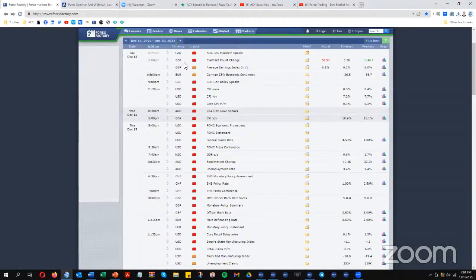So we already have had this evening the Claimant Count Change coming out, which was negative to what was forecast. And actually the pound went up, so I'm just reading through there. I had a forecast of 3.5K, but it changed by 30.5K. So that was a negative figure to what was expected. However, the pound did go up. So let's get into the charts.